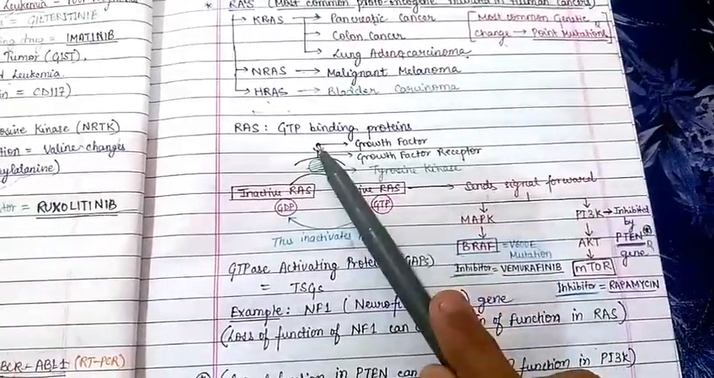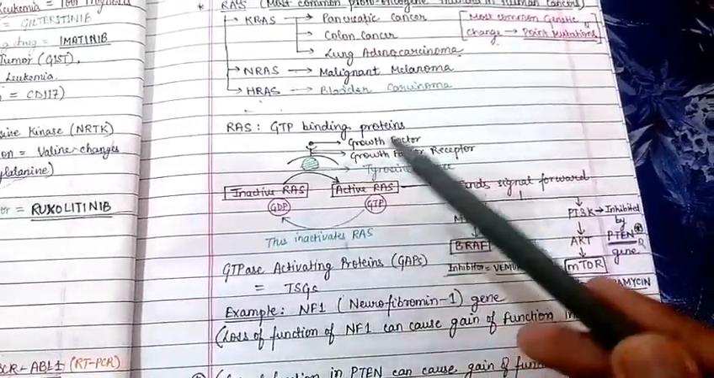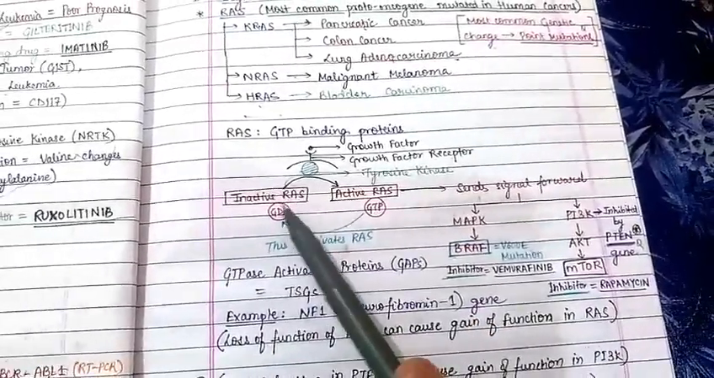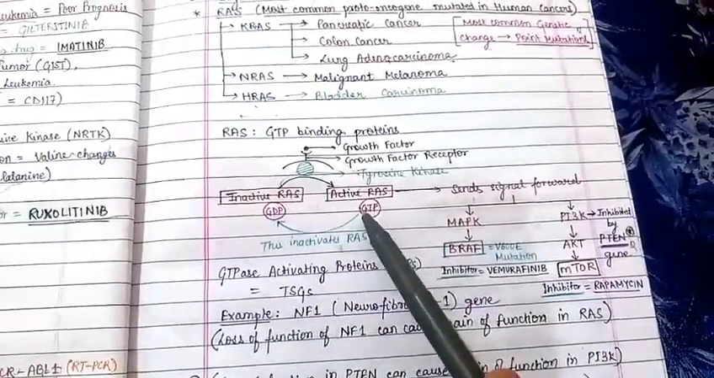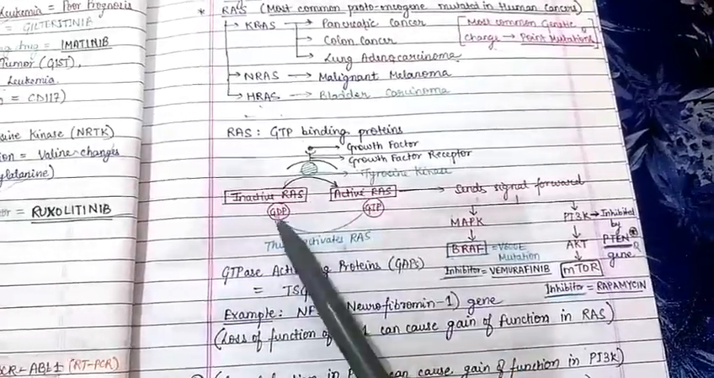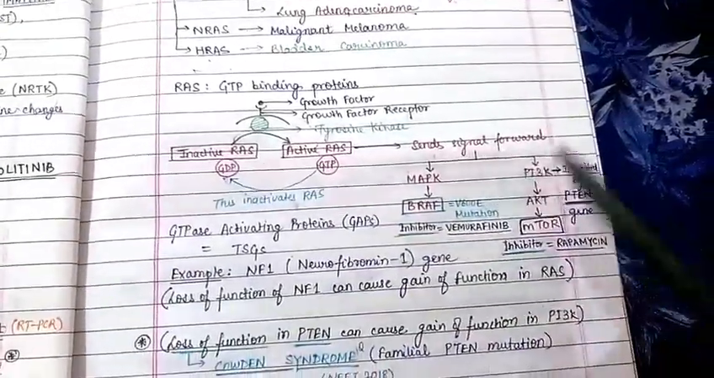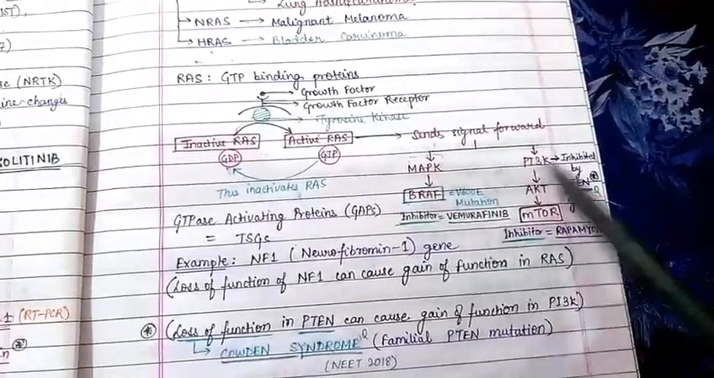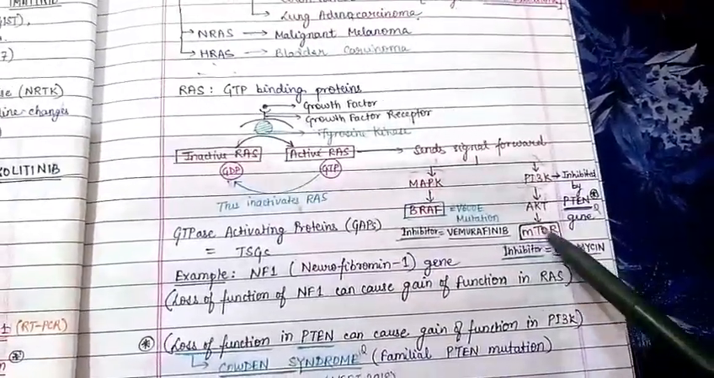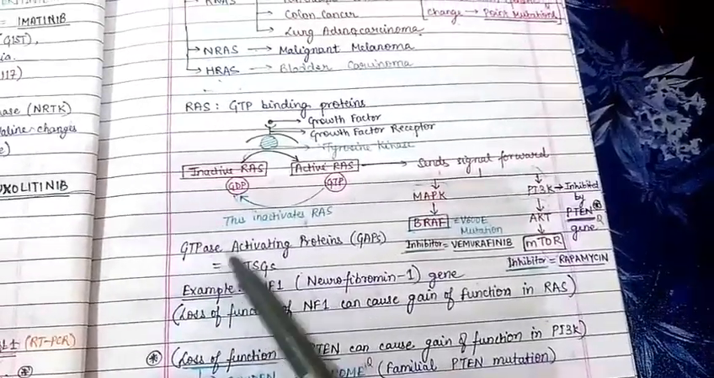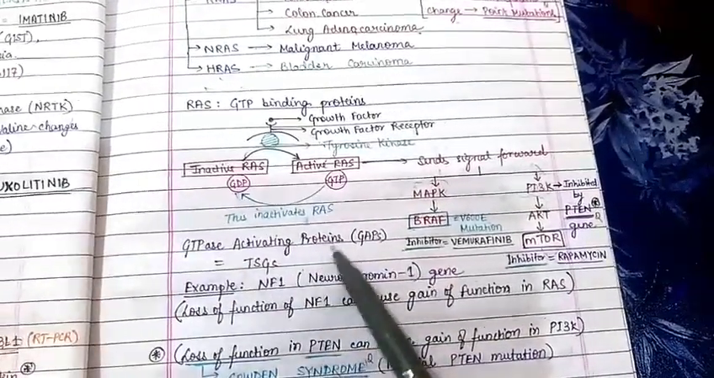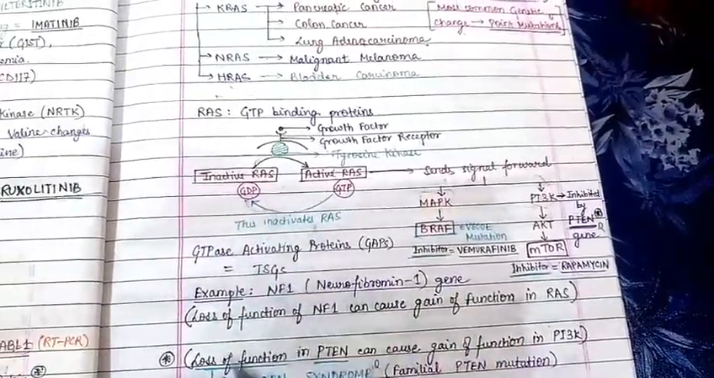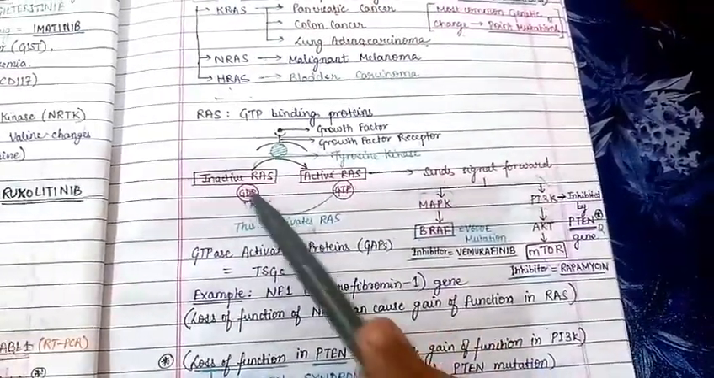Clear? Suppose the growth factor binds to the growth factor receptor, that will activate tyrosine kinase activity, and that will convert inactive RAS to active RAS, inactive RAS being bound to GDP and active RAS to GTP. Conversion of GTP again to GDP will make active RAS into inactive RAS. Active RAS sends signals forward to MAPK and PI3K. This will signal to BRAF, and this will signal through AKT to mTOR. Now if GTPase activity increases, there will be increased conversion of GTP into GDP, and there will be decreased activation of RAS.